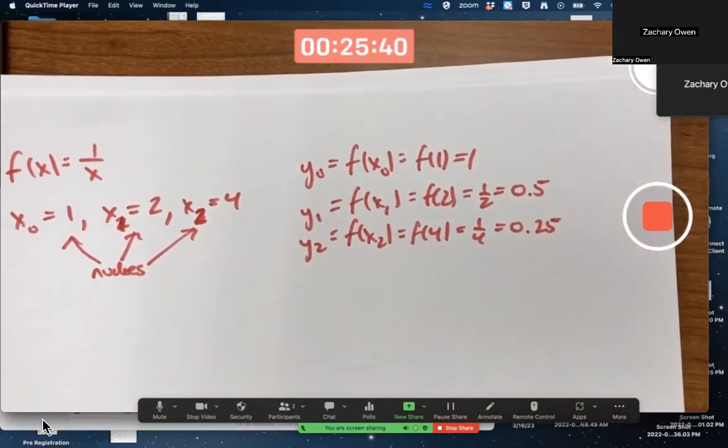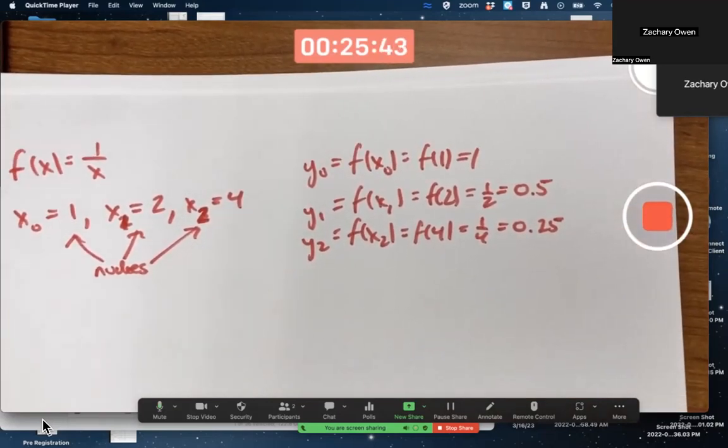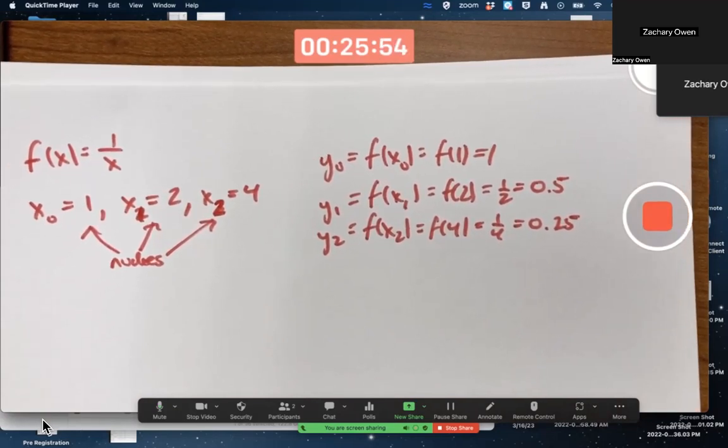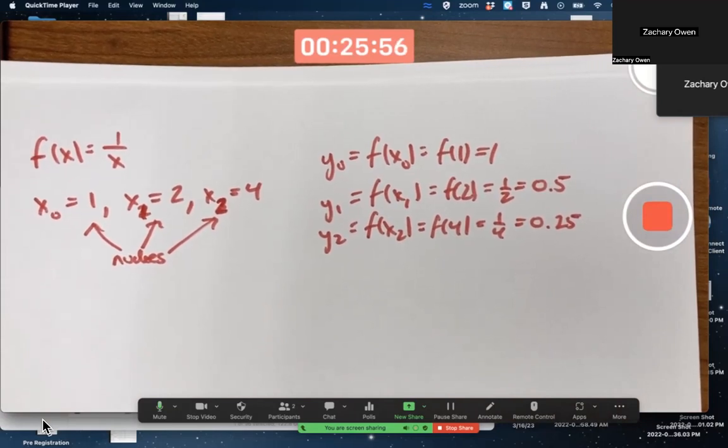In the book's example, one of their nodes is not even an integer. I don't remember offhand what they use. It might have been something like 2.75 or something like that. You should be able to handle these kinds of situations also when the nodes are not integers. So those are some data values.